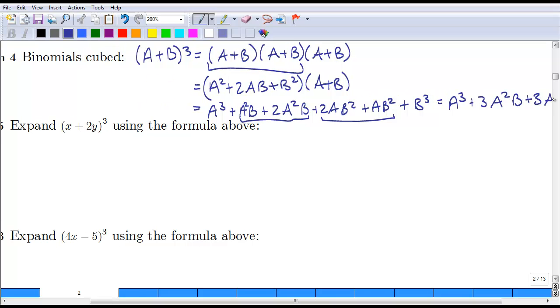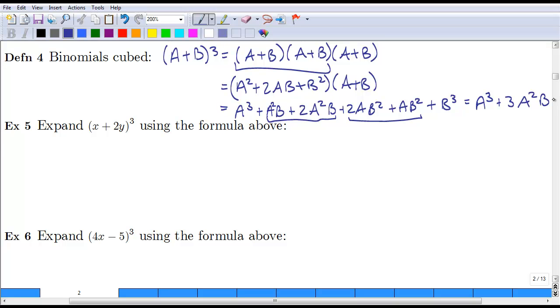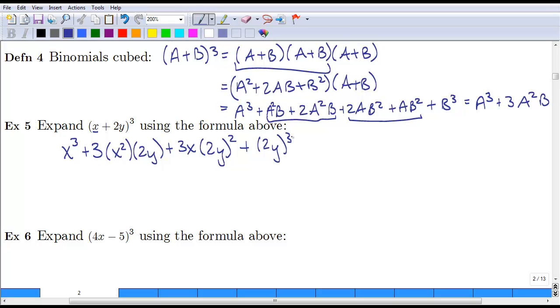So let's see if we can try this on example 5. So we're going to start with the x here, so it's going to be x cubed plus 3 times x squared times 2y plus 3 times x times 2y squared plus 2y cubed. So again, you're kind of swapping out terms. Every time you get rid of an x, you add in a 2y. So every time you get rid of the first term, you add in a second term.